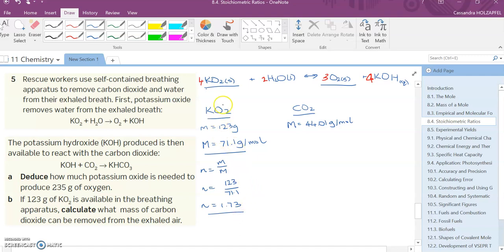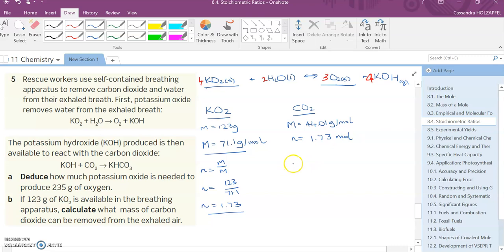Okay, now something to note with this, I've got 4 moles of this that's reacting to then produce 4 moles of this. So it's a 4-to-4 ratio or a 1-to-1 ratio. Then with this secondary reaction with carbon dioxide, this is all in a 1-to-1 ratio as well. So effectively, if I have 4 moles of this, it's going to produce 4 moles of this, and therefore it's going to be able to remove 4 moles of carbon dioxide. So I know that the number of moles of carbon dioxide then is going to be the same as the number of moles of the potassium oxide. So that's going to be 1.73 moles.